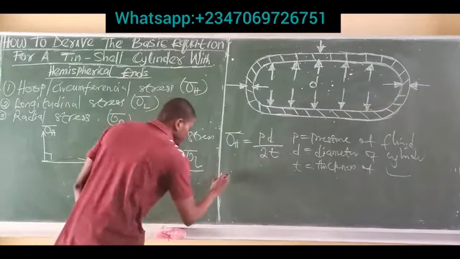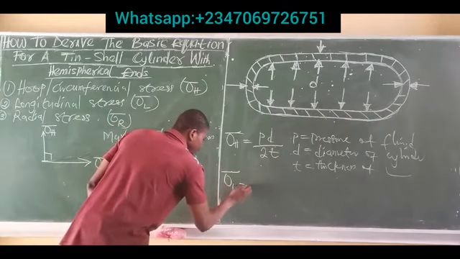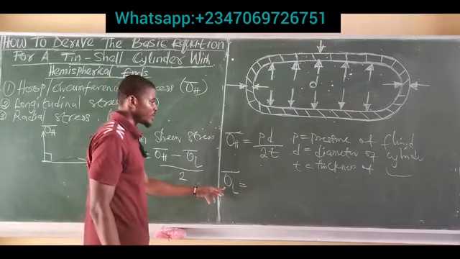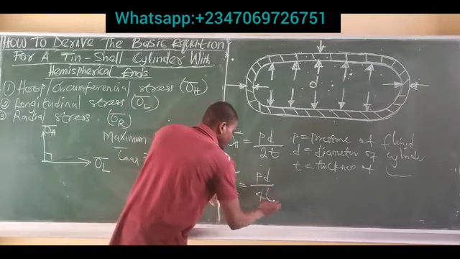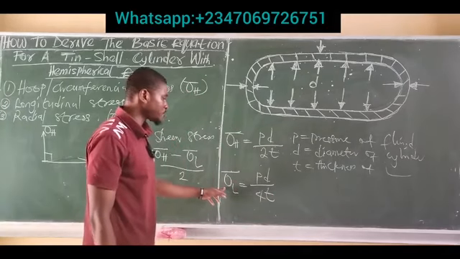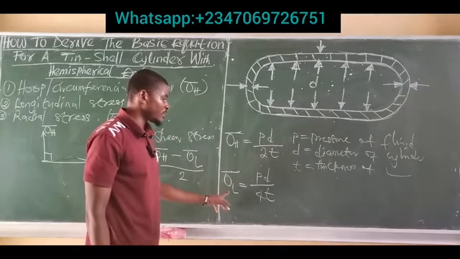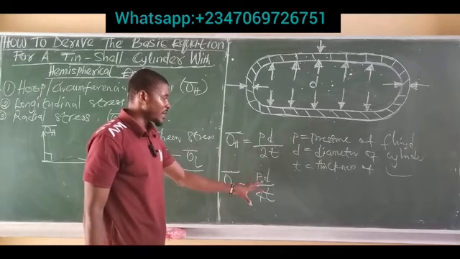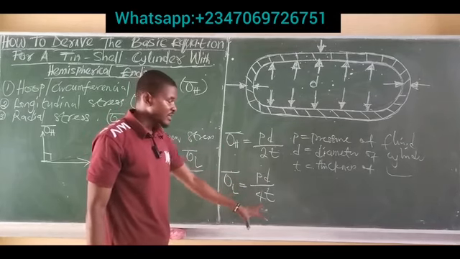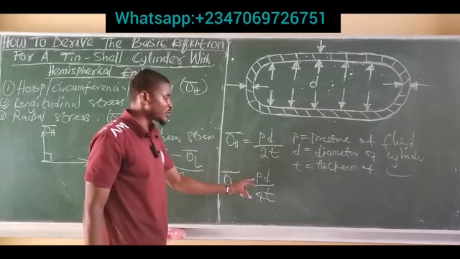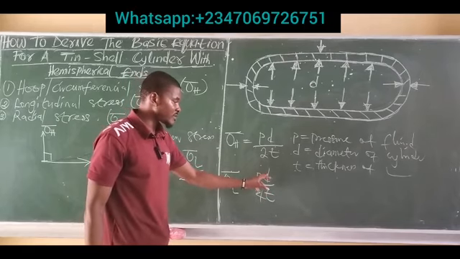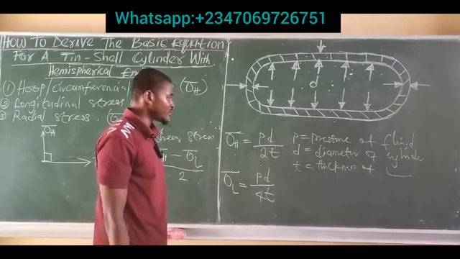Whereas to find the longitudinal stress, sigma L, we simply employ the equation pressure times diameter all over 4 times the thickness. To find the longitudinal stress, you simply employ the equation pressure times diameter divided by 4 times thickness. Now the parameters here still remain the same: P for pressure, D for the diameter of the cylinder, and T for the thickness of the cylinder.